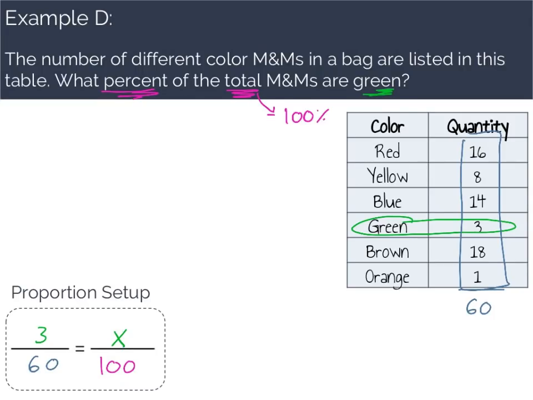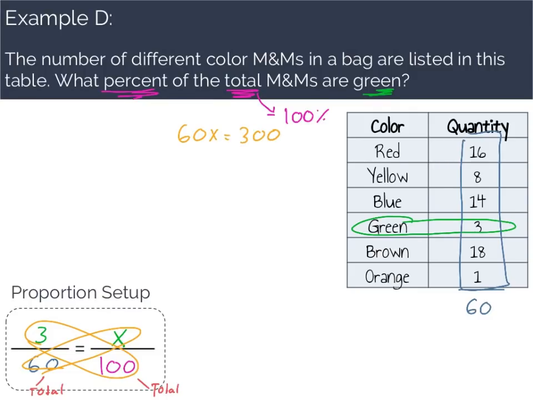Now if we look at our proportion, we have a few things labeled out here. We've got the totals on the bottom. We've got a total percent on one side, total of M&Ms on the other. We've got percentages on the top, the percentage of green on one side, and the total number of green M&Ms on the other side. Now that we've got our proportion, let's go ahead and cross multiply. So we're going to do 60 times X and 3 times 100. 60 times X is going to give me 60X. 3 times 100 is going to give me 300.